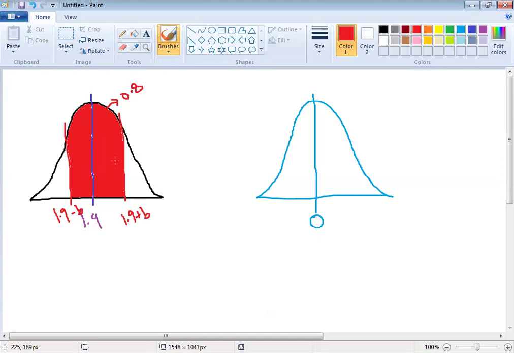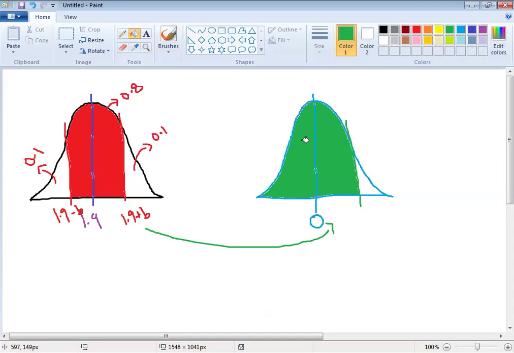Very good. So 0.2 is left. That means this area is 0.1 and this area is also 0.1. So which value should we go to for reading the Z value, 1.9 plus B or minus B? Plus B is a better option. If I want to find the Z value of 1.9 plus B, do I know the probability? Which probability will I need? I'll need the probability from that value all the way back. So how much is this probability? 0.9. And when the probability is 0.9, what is the value of Z?